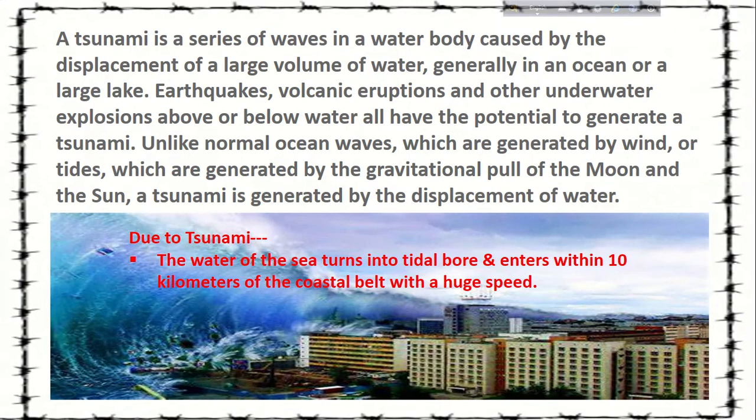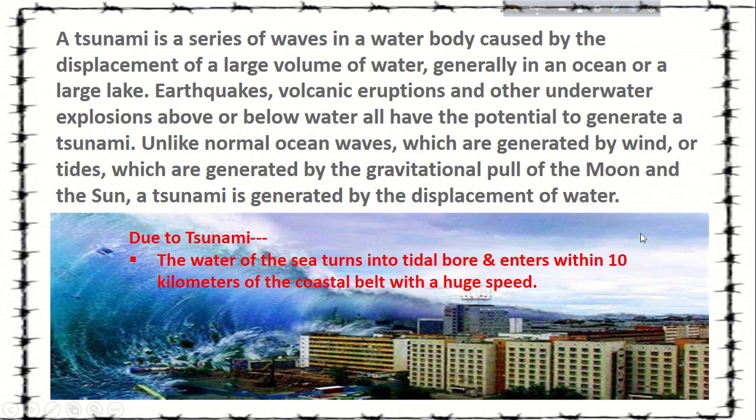So, these waves strike the coastal belt with a strong current ranging from 800 to 1300 kilometers per hour. And due to a tsunami, the water of the sea turns into a tidal bore and enters within 10 kilometers of the coastal belt with huge speed. So, a tsunami is a series of waves in a water body caused by the displacement of a large volume of water, generally in an ocean or a large lake.